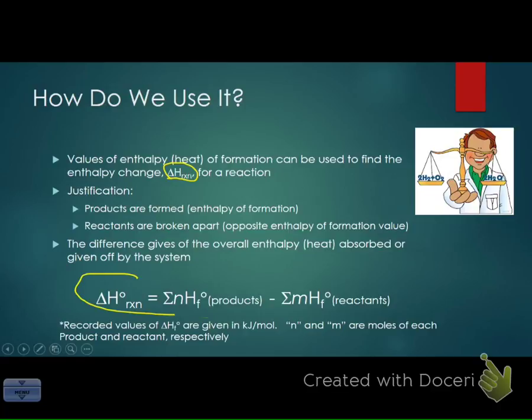So here's the equation at the bottom. It's very simple. Products minus reactants. The n and the m are just moles because when we go to the tables and get these enthalpy values, they're going to be kilojoules per mole. So we need to multiply each reactant or each product by the number of moles from the balanced equation.